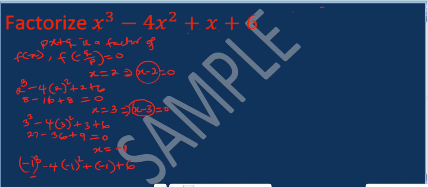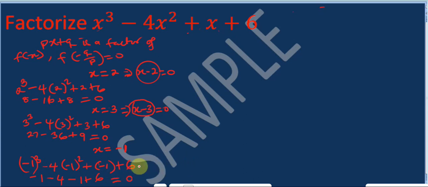minus 1, then minus 1 square is 1. 1 times 4 is 4. I'm going to write minus 4 because of this minus sign. So here, plus times minus is minus, 1 plus 6. So minus 1 minus 4 is going to give me minus 5. Minus 1 again, that is going to give me minus 6. Minus 6 plus 6 is the same thing as 0, is equal to 0.